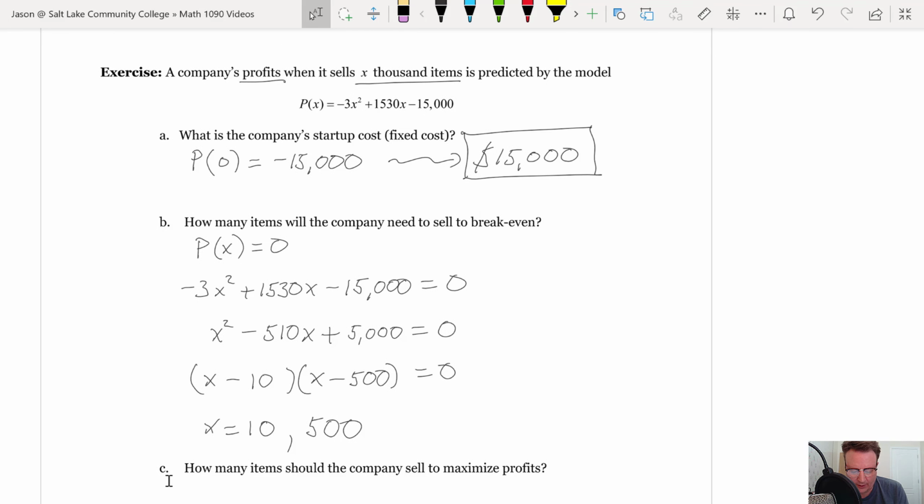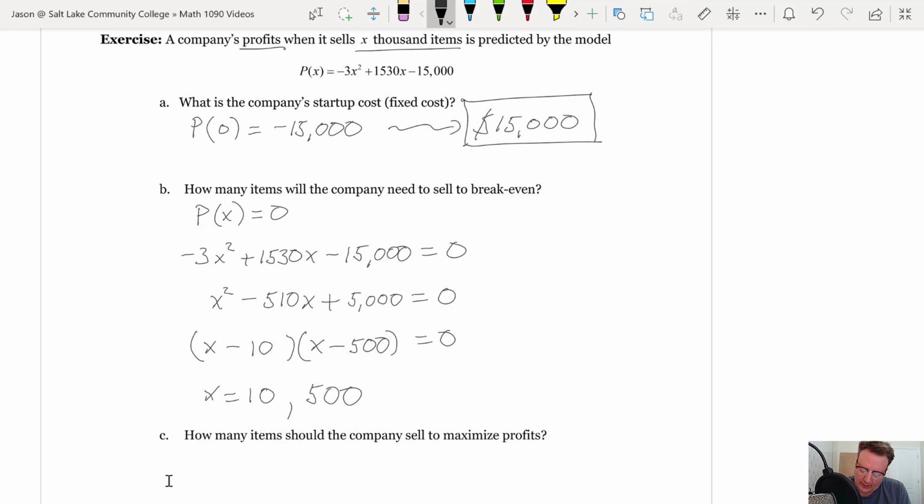But remember, really, we're measuring x in thousands of items. Because x is in thousands of items, the quantity that these x values correspond with requires us to multiply everything by 1,000. So the quantity I really need to sell to break even is 10 times 1,000. So Q is equal to 10,000. I need to sell 10,000 items before we break even.